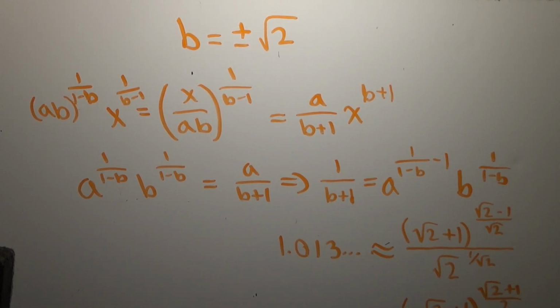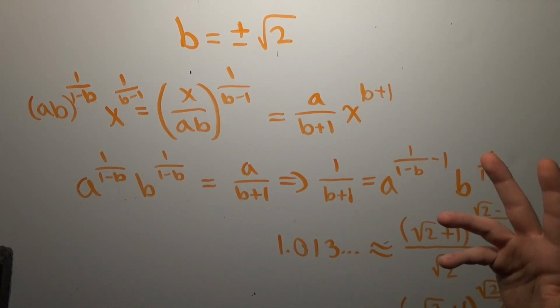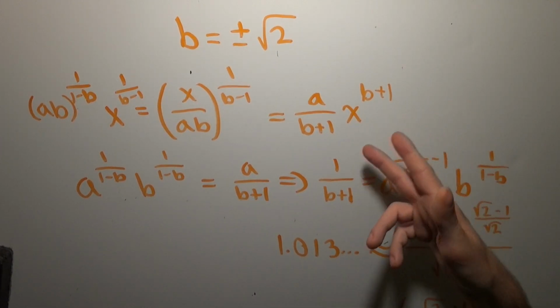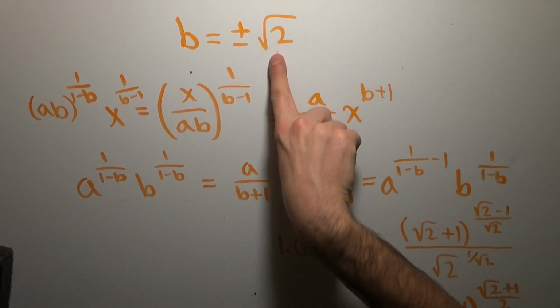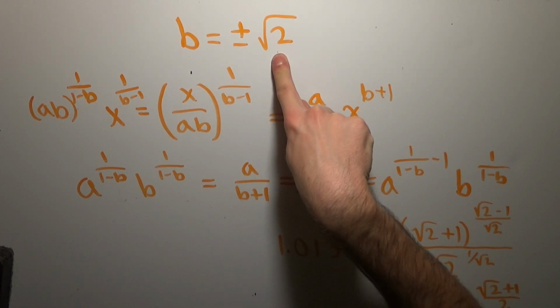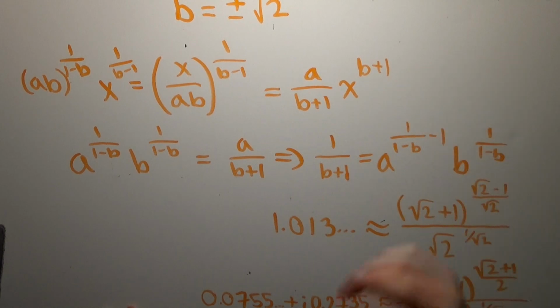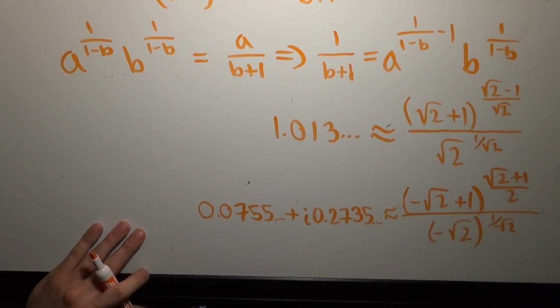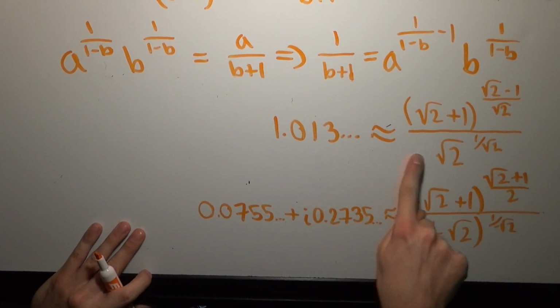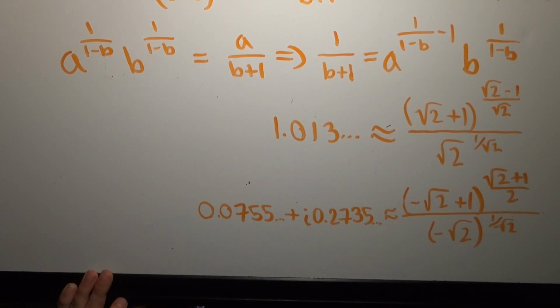And so these B, the powers of the functions, if we assume our function is a polynomial term, then those things that satisfy the result that the inverse of the derivative is the antiderivative require that the power of that x is either positive or negative square root of 2, and when you pick those two things, you end up with the two results for the coefficients A of those terms. If you pick positive square root of 2, you end up with a real number, about 1.013, and if you pick the power of negative root 2, you end up with a complex coefficient, about 0.0755 plus i times 0.2735.